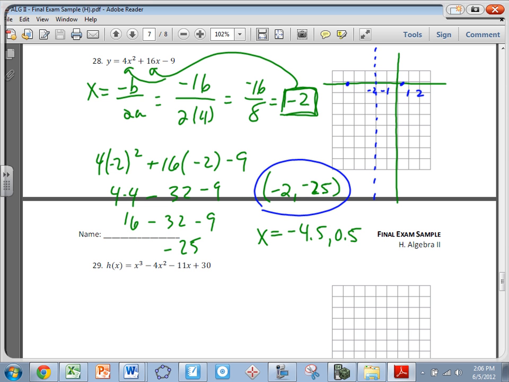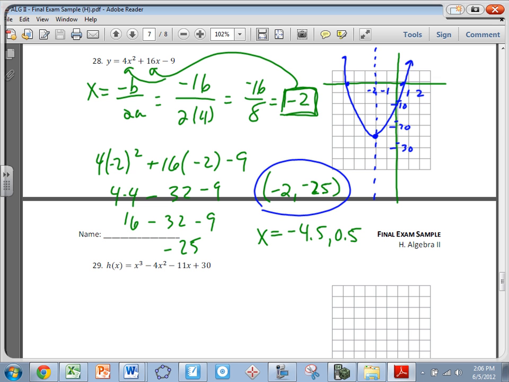Negative 25 is my y-coordinate of the vertex. So I might have to go by increments of 5 here. Okay. So let's just say 10, 20, 30. Again, all negative quantities. Negative 10, negative 20, negative 30. Here's negative 2, negative 25. There's your vertex, and there's your graph.